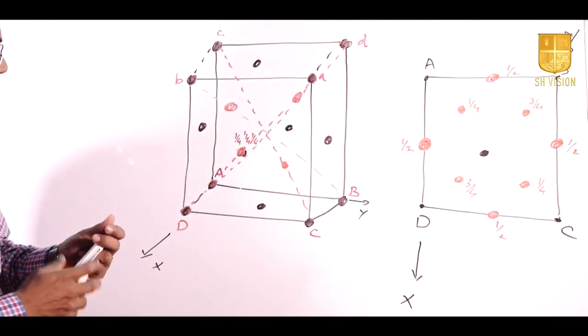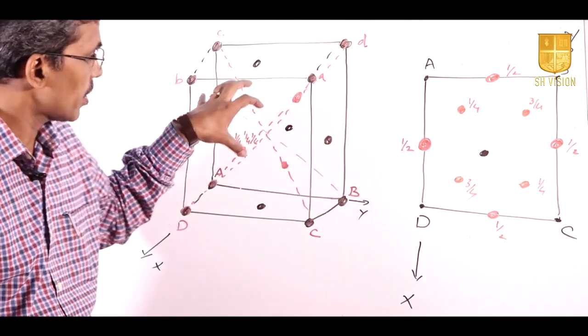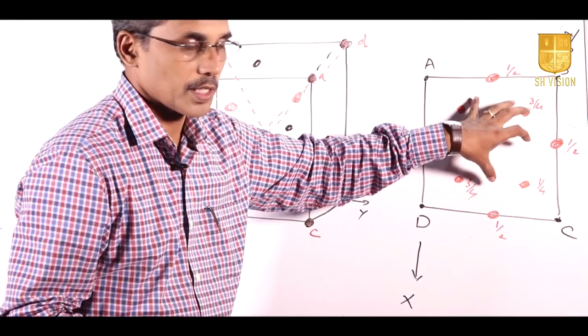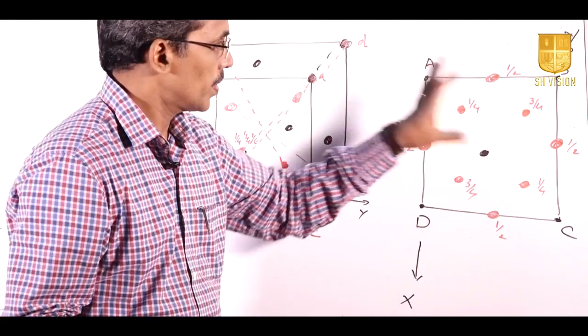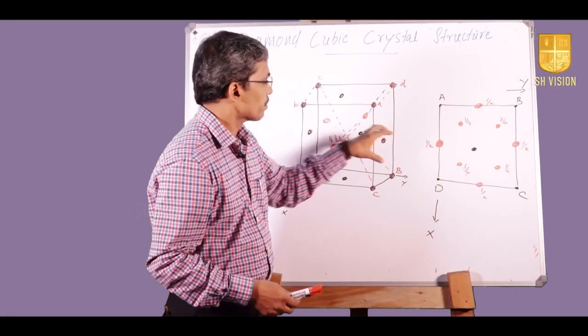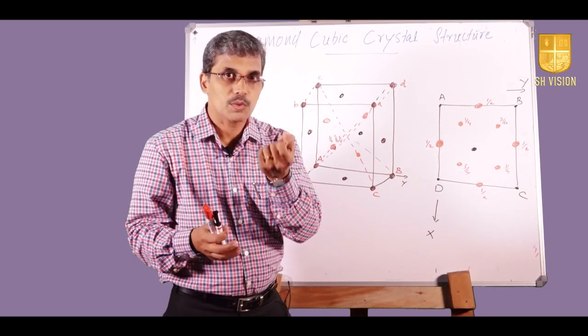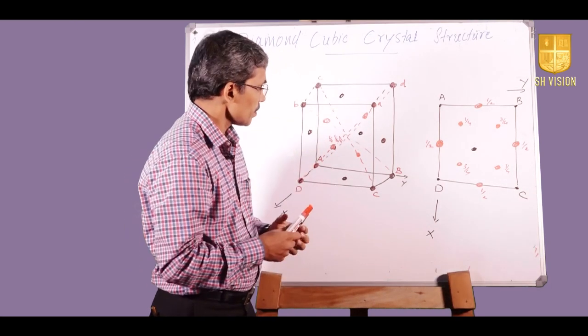So this represents the 2-dimensional projection of this particular figure. This is the isometric view, this is the 2-dimensional projection. Both are identical. With the help of this, we will be able to explain how we can realize these 2-atom bases.